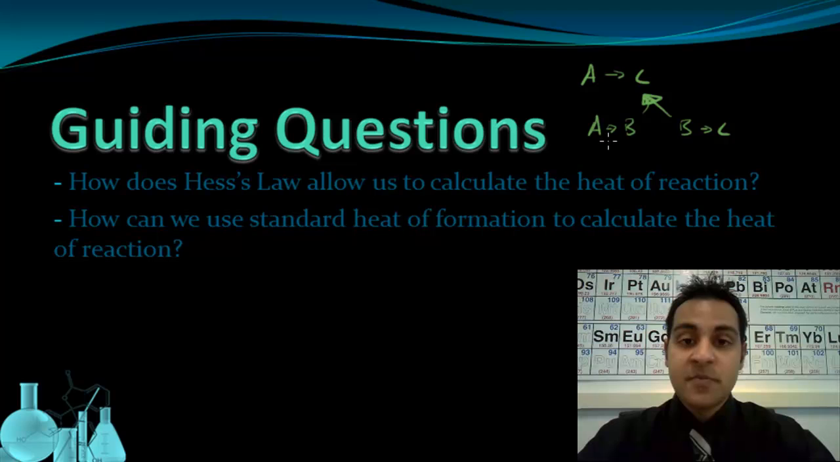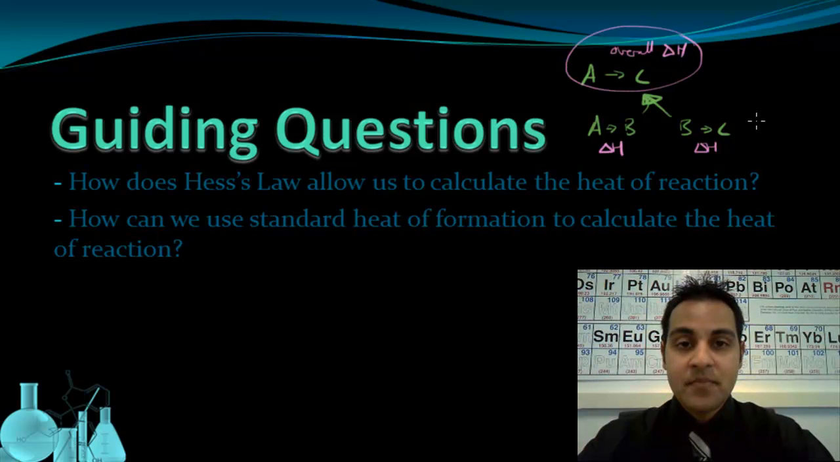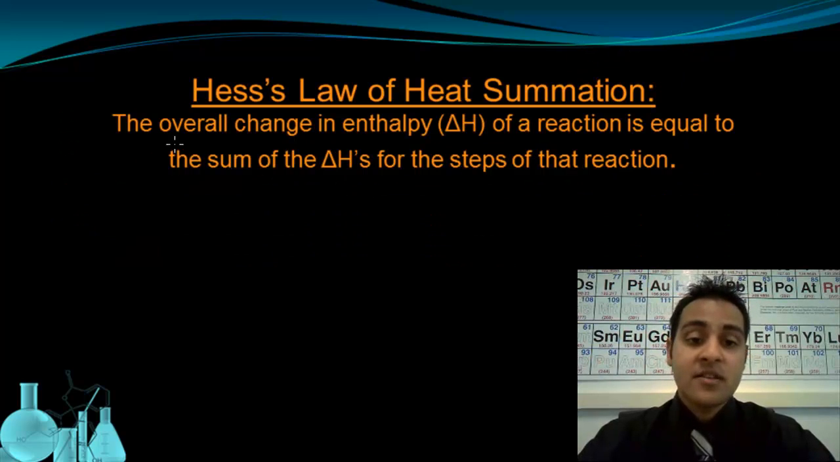And Hess's law is basically going to let us use the delta H for the A to B reaction and the delta H for the B to C reaction to figure out the overall delta H for this A to C reaction. So we're using the steps to figure out something about the whole reaction. More formally, Hess's law says that the overall change in enthalpy, the delta H of a reaction, is equal to the sum of the delta H's, the changes in enthalpy, for the steps of that reaction.